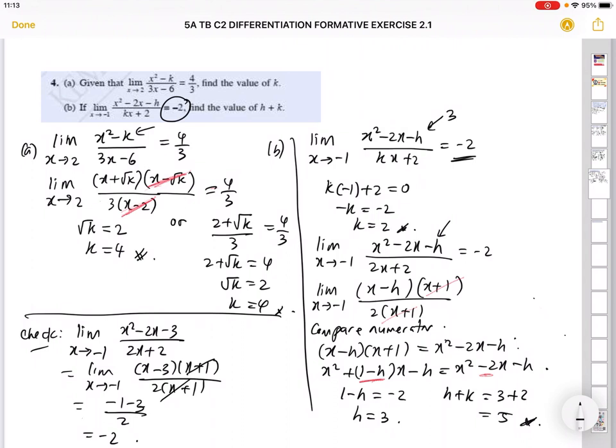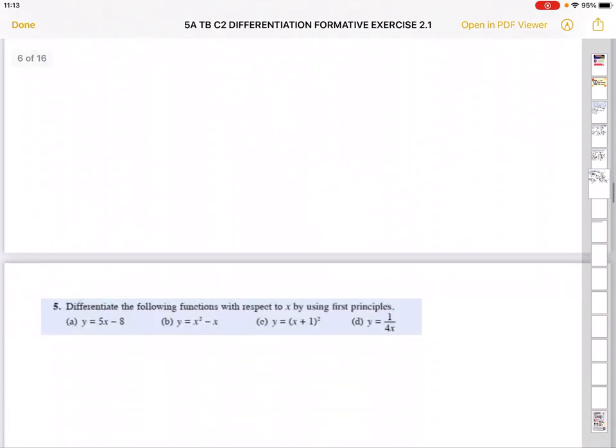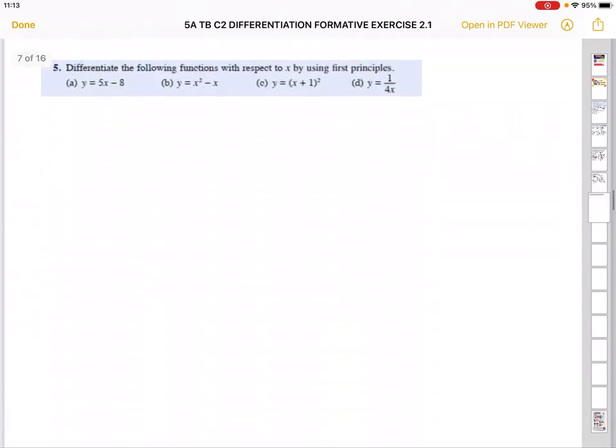Okay, we'll move on to the next one. Differentiate by using the first principle. This is the annoying part. So I think I will have to do maybe part A and B in this page, and then I'll have to erase it and do, or just move it down and do C and D below.